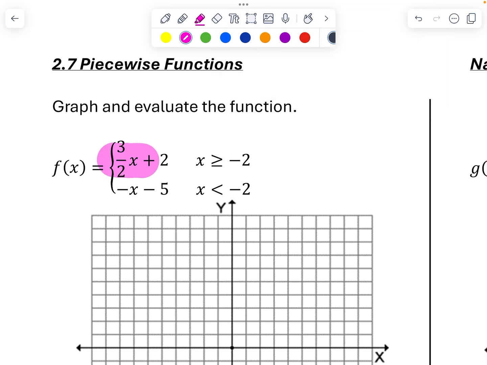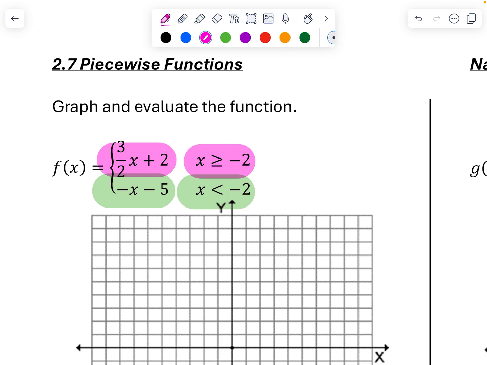linear equation y equals 3 halves x plus 2, but I only want the pieces of that function where x is greater than or equal to -2. Then I also have the linear equation y equals -x minus 5, but I only want the part of that line where the x's are smaller than -2. We know that the domain of linear equations is -infinity to infinity, but I only want pieces of those lines. I only want the pieces from -2 greater or -2 lesser, depending on which piece I'm talking about.